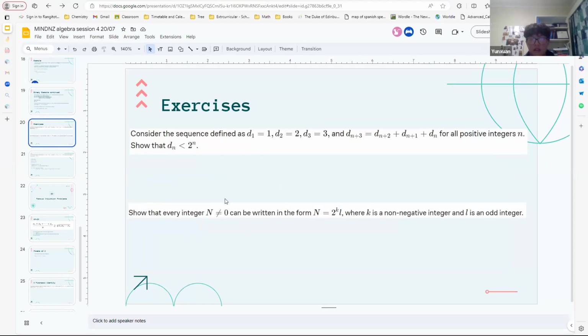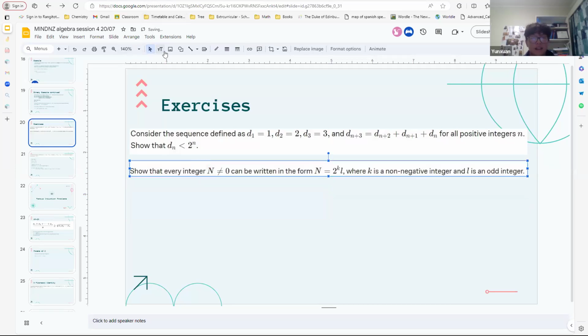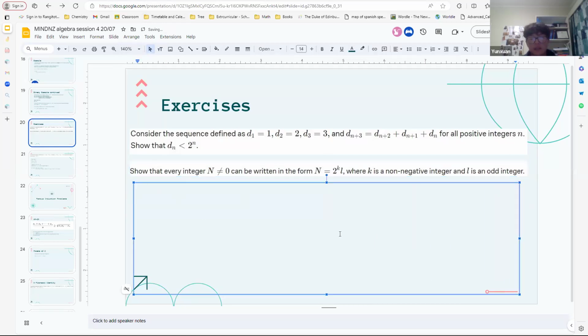Show that every integer n not equal to 0 can be written in the form n = 2^k times l, where k is a non-negative integer and l is an odd integer. So I won't give you guys any time to try this because you probably had solved it. Basically, we just prove a base case. I won't do that. But over here, if n is odd, then obviously we just do n = l, right?